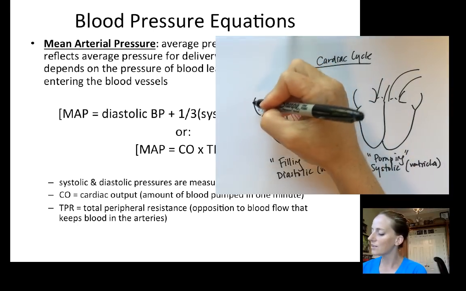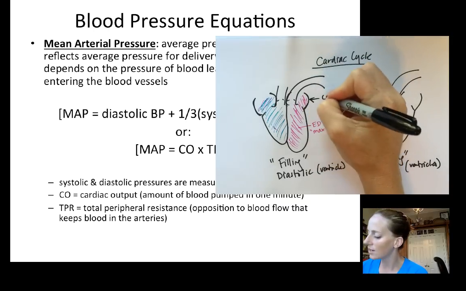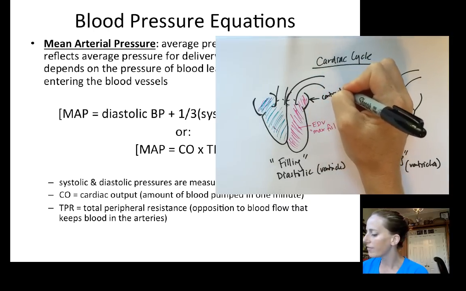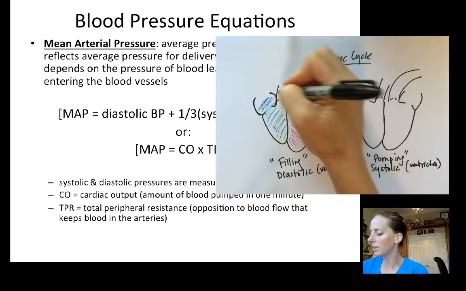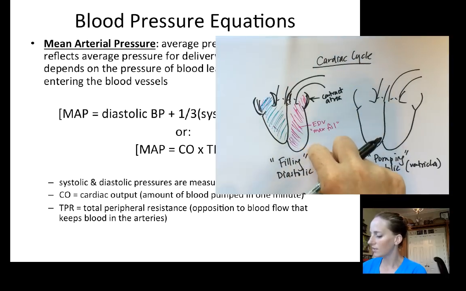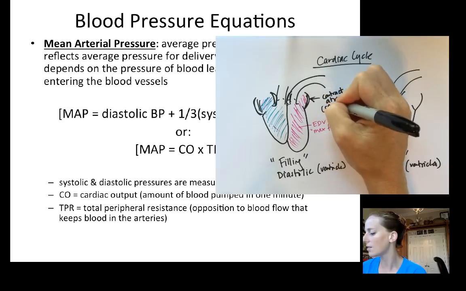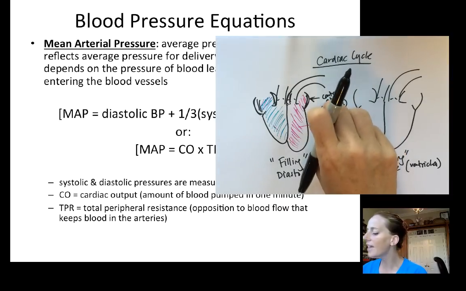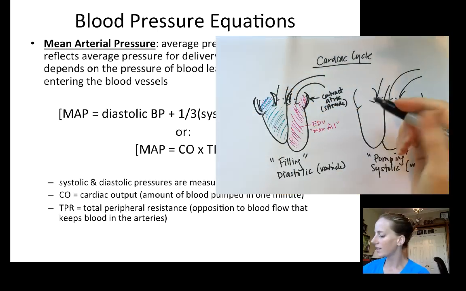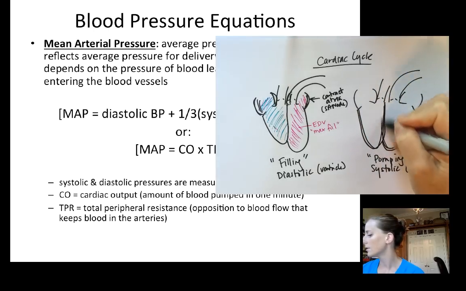That is when the SA node becomes active and actually contracts the atria. So the final push to get the last bit of blood into the ventricles and reach EDV is when the atria contract, and that's caused by the SA node. Okay, so our EDV is our max fill. And then from there, the electrical activity is going to spread down the ventricles and cause the ventricles to contract.